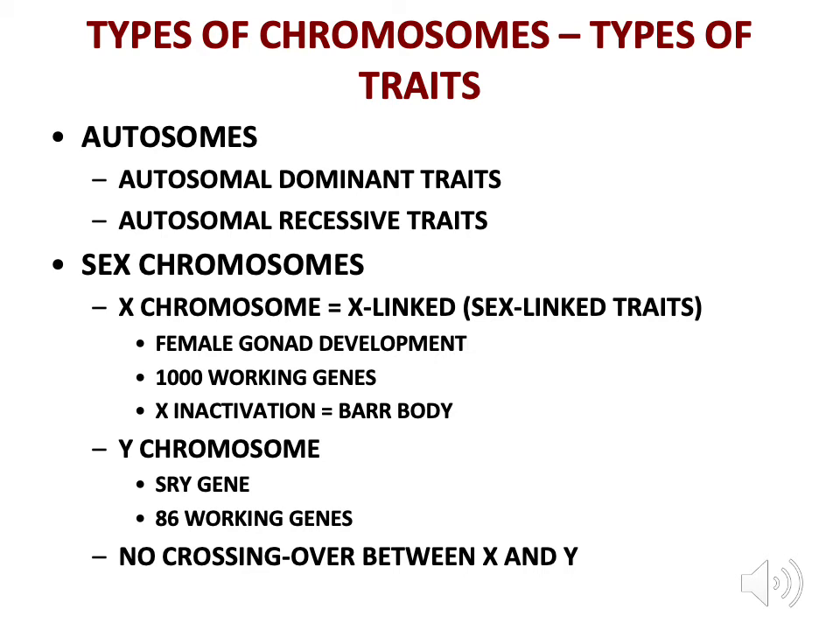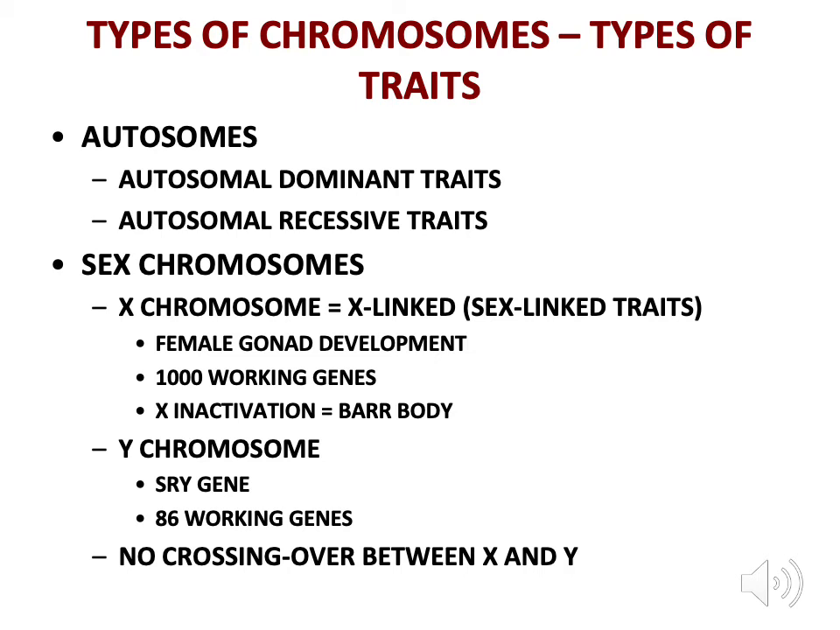Let's take a look at the Y chromosome. The Y chromosome is completely and totally unnecessary, at least for sustaining life. It's got about 86 working genes. None of them can be considered to be vital, because essentially females don't have a Y chromosome and they seem to do just fine.